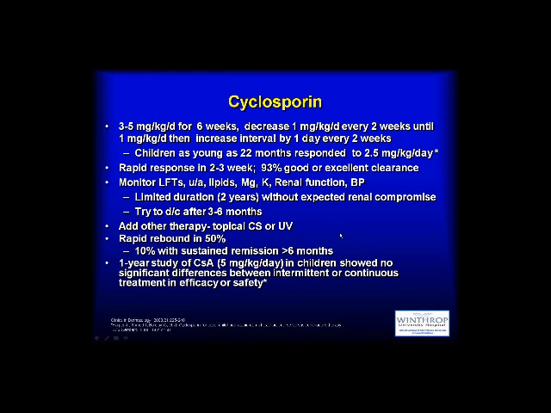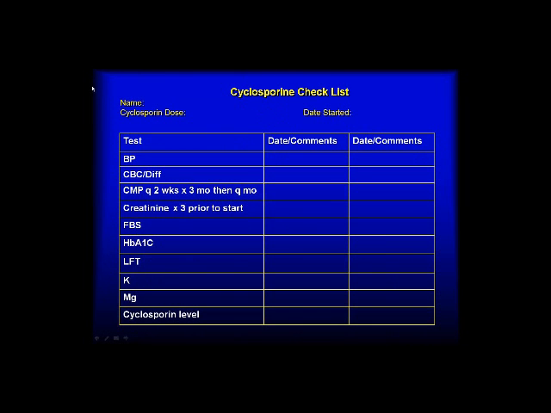One caveat, one pearl, is that generic cyclosporin is not equivalent to the branded. In other words, the release of the active drug in the generic cyclosporin is not predictable, and therefore I make it a point to tell my patients they need to get the branded, and there are two brands out there with more consistent release of active medication and better control. This is a checklist that we use for a baseline and then for follow-up.